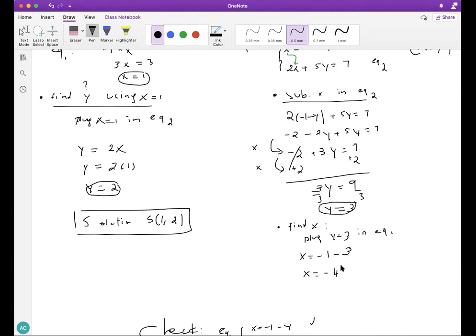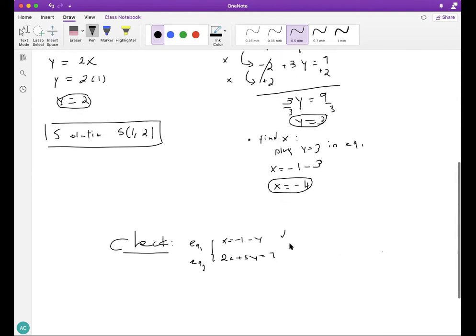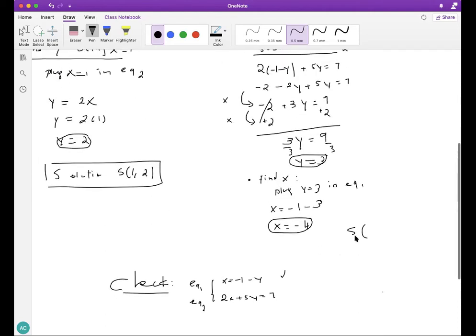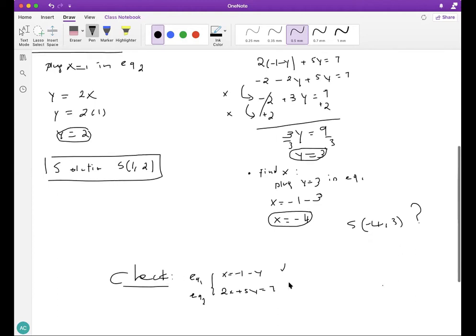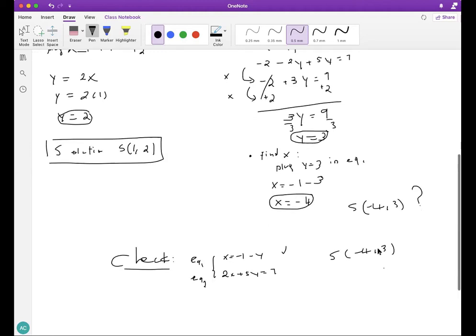Okay, so again, these are some proposed solutions. We don't know yet if this is the accurate solution. That's why we need to check. So far the solution seems to be x = -4 and y = 3. But is it correct? We don't know yet. So that's the purpose of checking the solution. We're going to take our solution and plug it into both equations.